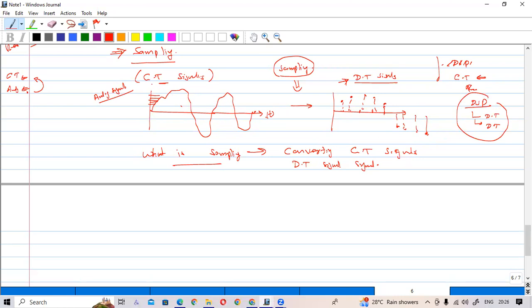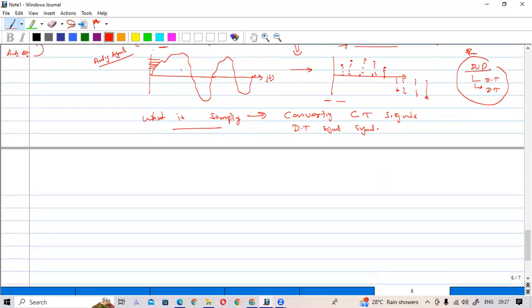Converting the continuous time signal into a discrete time signal is the first step of the DSP module. So you have to learn this. I think your first assignment also will be based on sampling. So you have to learn this sampling very well.